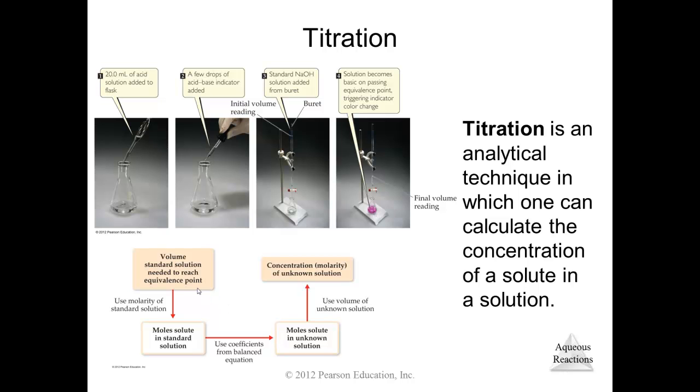So again, the volume of standard solution needed gives the moles of solute in the standard solution, and then we're going to use our balanced equation. So if I have a mole of sodium hydroxide, I use the relationship between sodium hydroxide and hydrochloric acid. In this case, it would be a 1-to-1 reaction. So I know if I have a mole of sodium hydroxide, I have a mole of HCl, and then I look at the volume that I started with, that 20 milliliters, and I can find out the molarity by taking the number of moles and putting it over the liters.